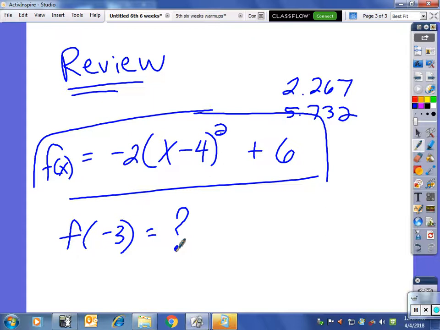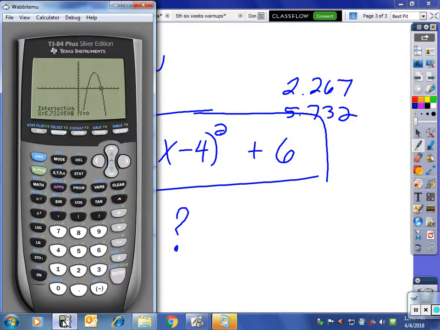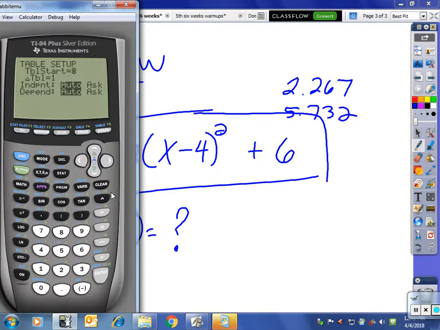What am I giving you? An x value. You have to know function notation, guys. You don't want to miss the easy ones. These are the easy ones. This is me giving you an x value. Where do you find the answer? In the table. Tell the table to start at -3. That's one way to find the answer. There's more than one way.